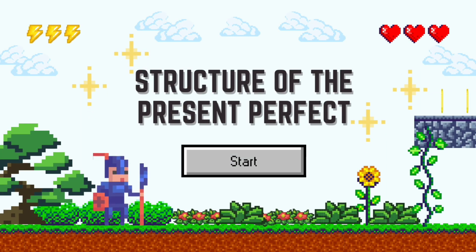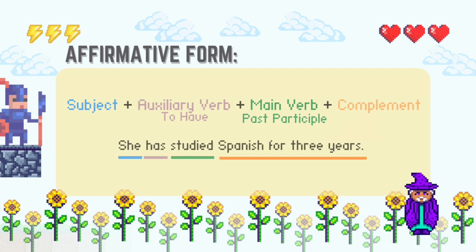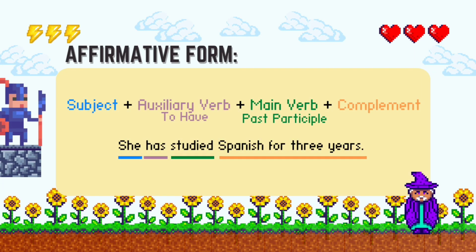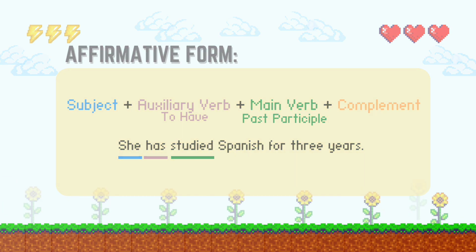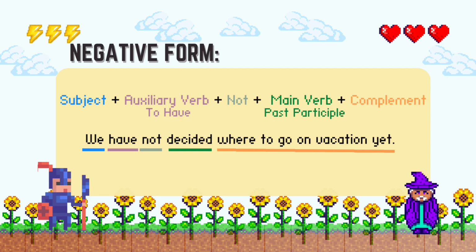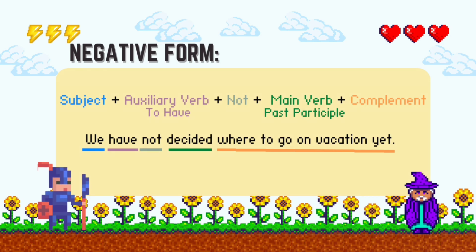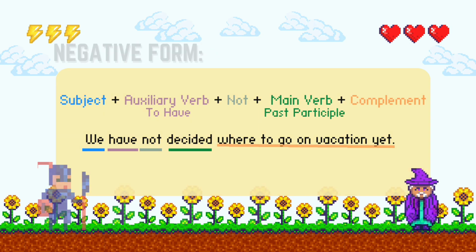To form the present perfect in the affirmative form, we need to follow this structure: subject, auxiliary verb to have, main verb in past participle, and complement. Example: she has studied Spanish for 3 years. The structure of the negative form is subject, auxiliary verb to have, denial word, main verb in past participle, and complement. Example: we have not decided where to go on vacation yet.